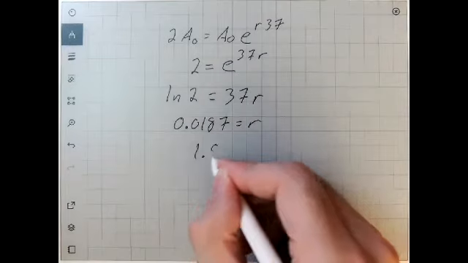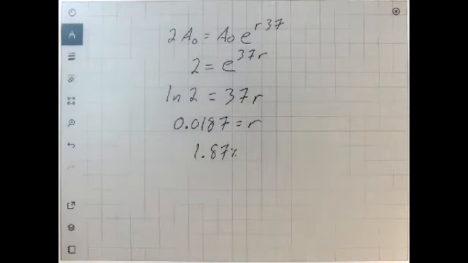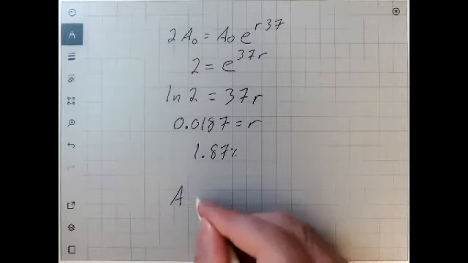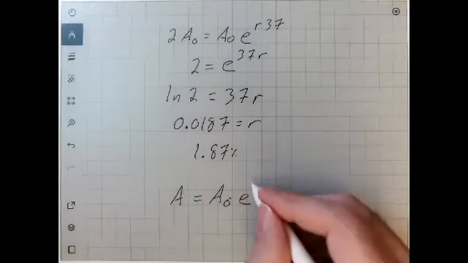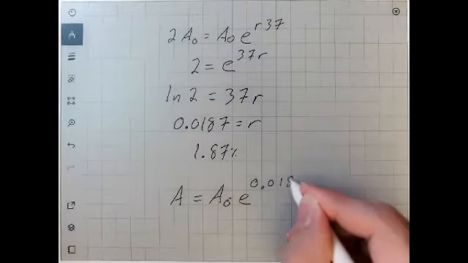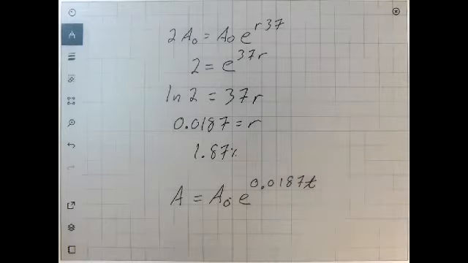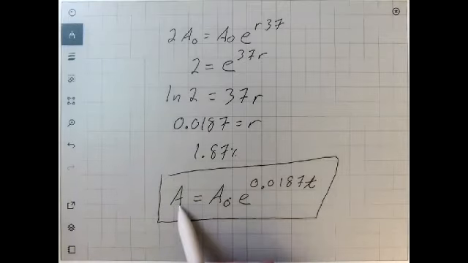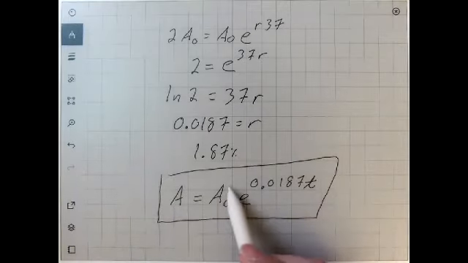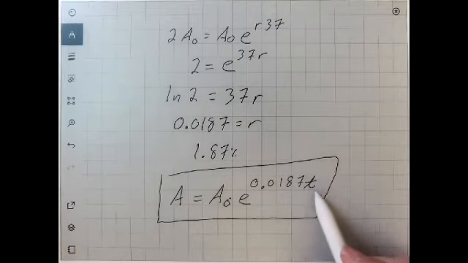That's 1.87% growth rate, and hourly growth rate at that. Knowing that, I can now say in general that A is equal to A naught times e to the 0.0187t. This is the formula that tells me the number of bacteria on the petri dish given a starting amount of bacteria and a time that the petri dish has been growing.